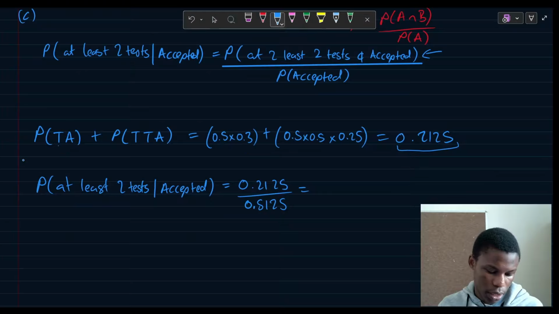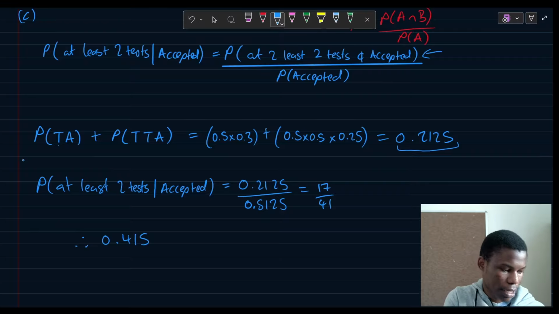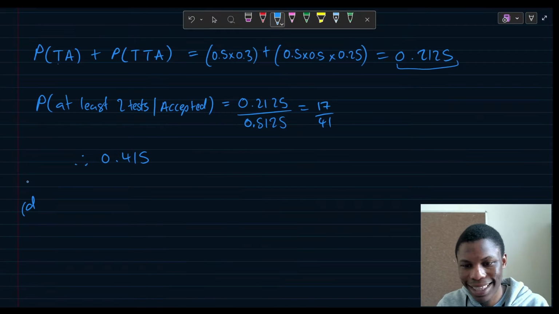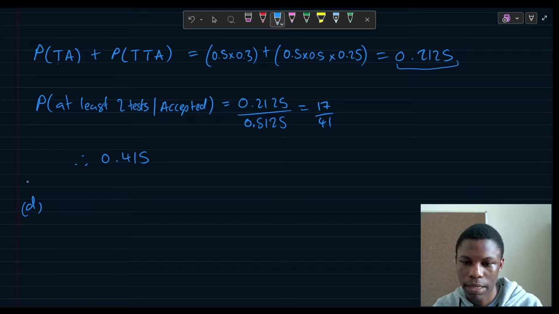0.5125. And if we punch that into the calculator, we get 17 over 41, right? Which is 0.415 as a decimal. And that is our final answer. Now we are told that 3 friends apply to Drydale College, and we must find the probability that all 3 are rejected.